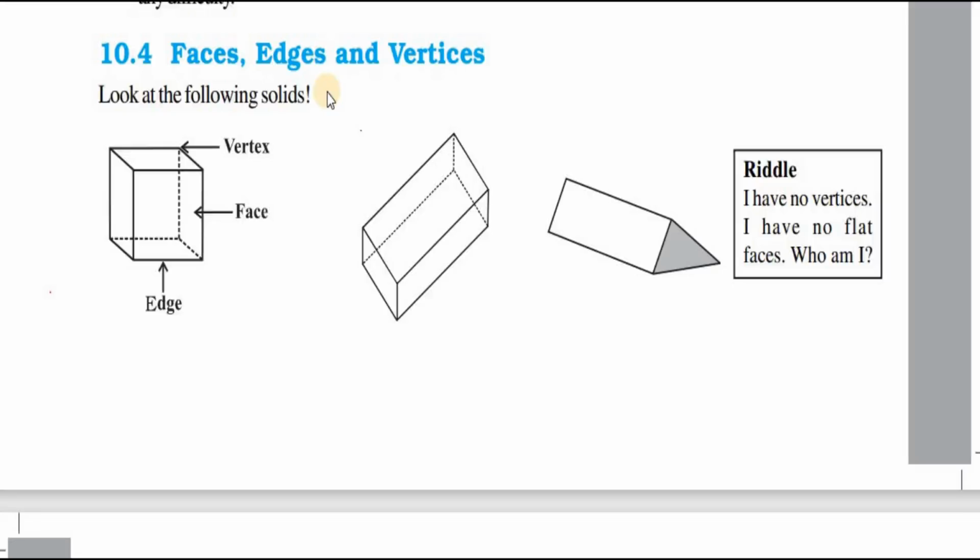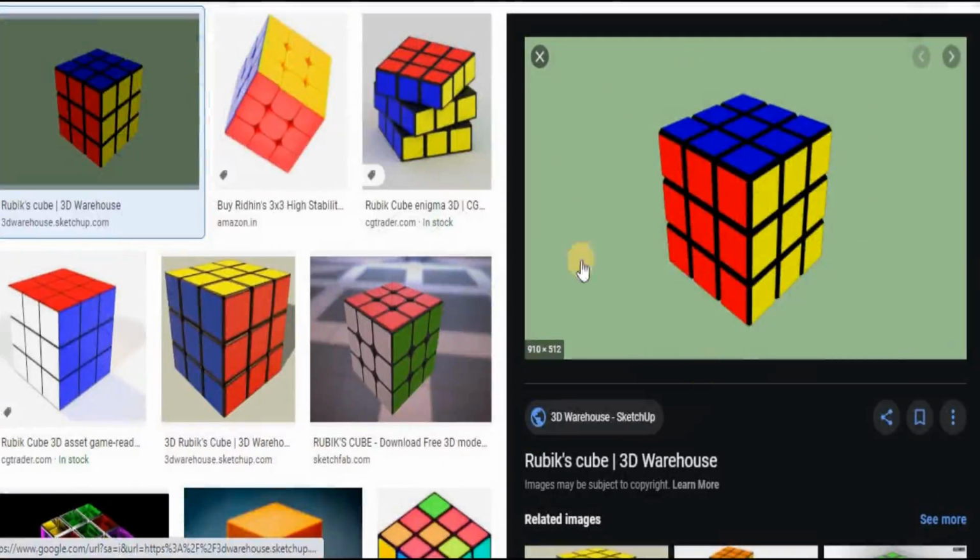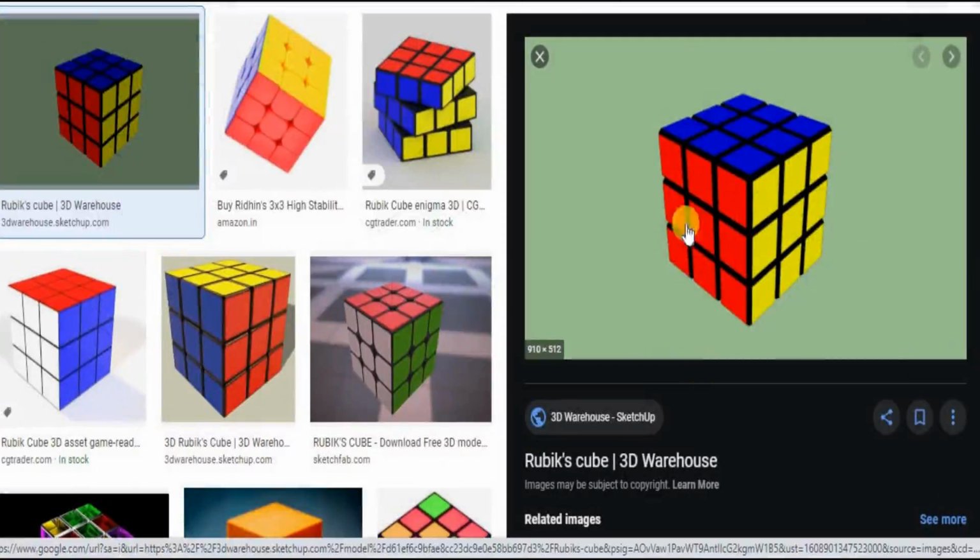Welcome back, friends. Now let's take up a very important and very interesting chapter of our visualizing solid shapes. We are going to learn about the faces, the edges, and the vertices of solid figures. When you look at this solid figure, you see this solid figure is called a cube. Let's take another pic. This is a cube.